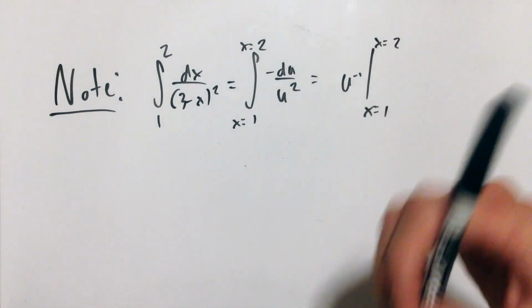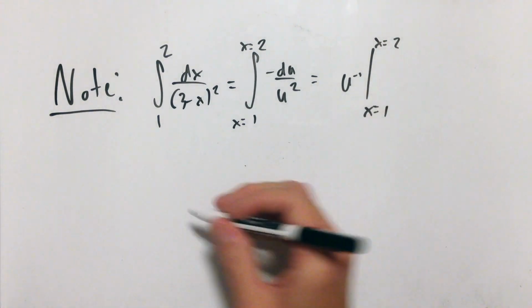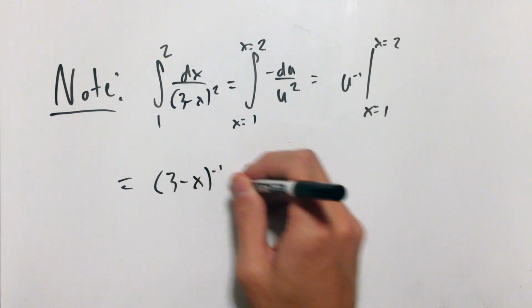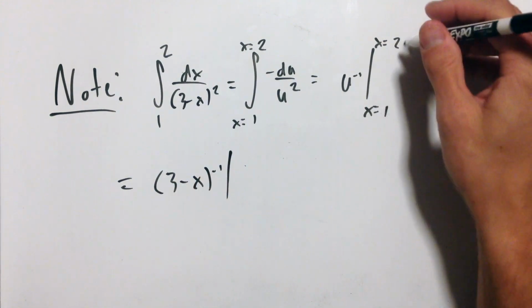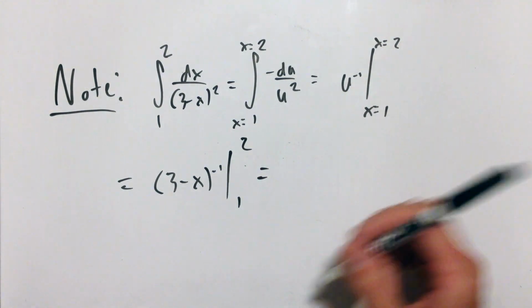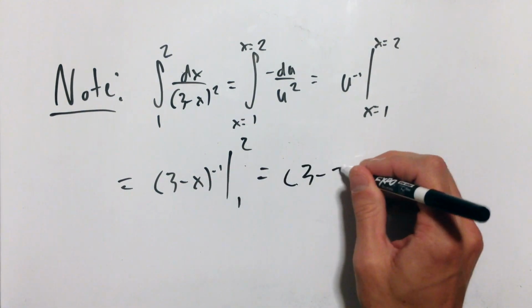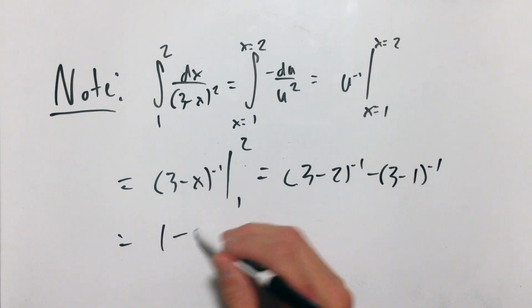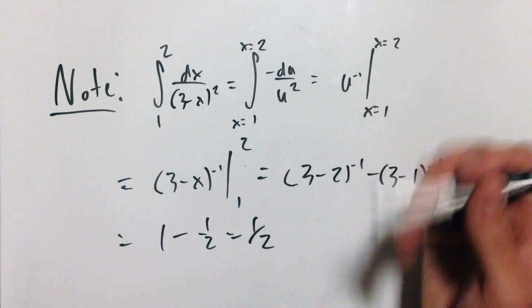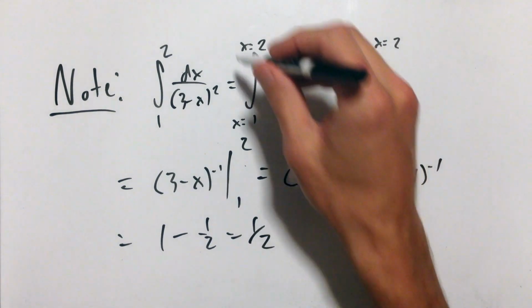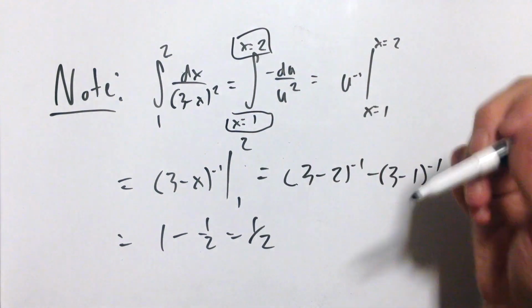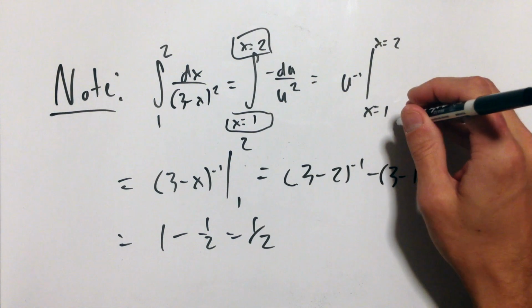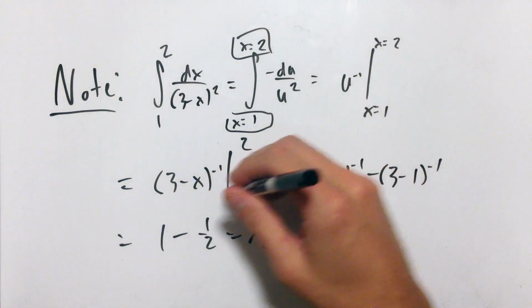These here tell you that you need to rewrite things in terms of x first. Since u is equal to 3 minus x, you get 3 minus x to the minus 1. And now you can drop this x equal to 1, x equal to 2 thing, and you can plug it in: 3 minus 2 to the minus 1, minus 3 minus 1 to the minus 1, which still gives you 1 minus 1/2, which is 1/2. You could do it this way, but it's really just a lot faster to replace these guys. But if you don't want to, you don't have to. But I still suggest then you write this notation to remind you to get back to x before you plug in the limits.